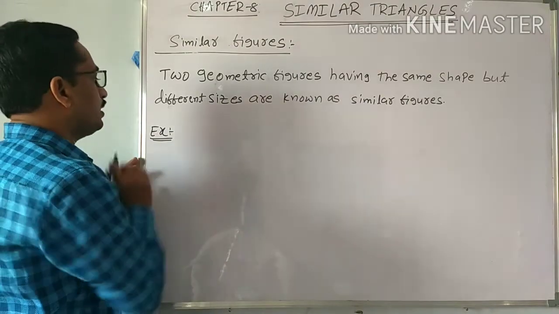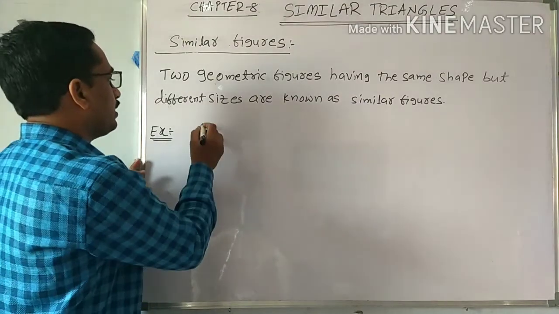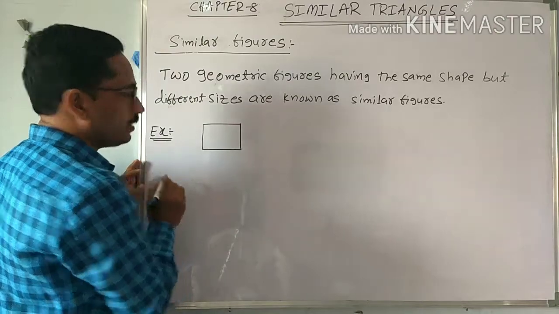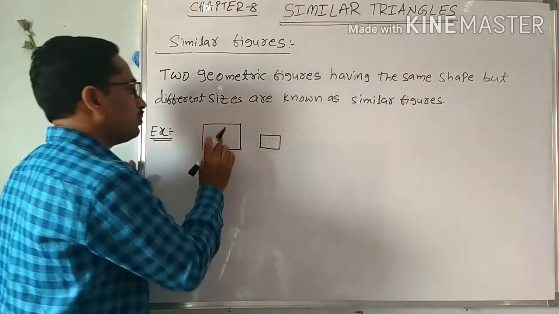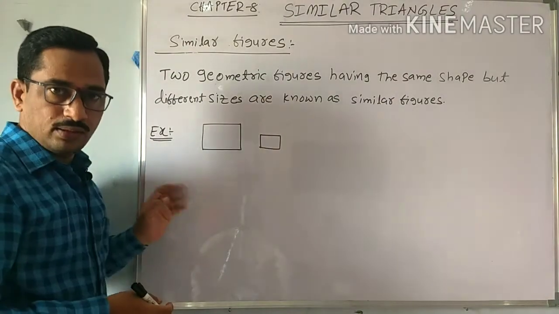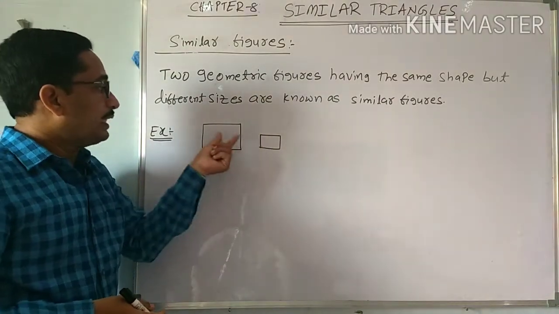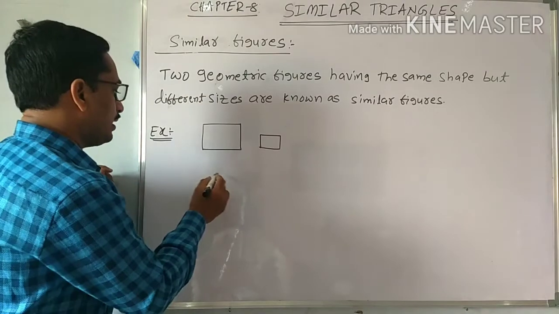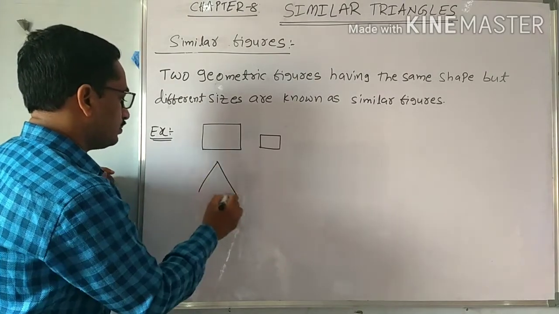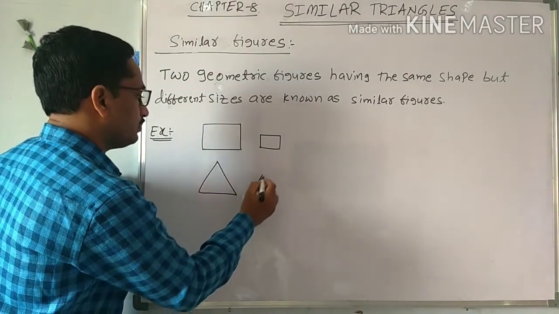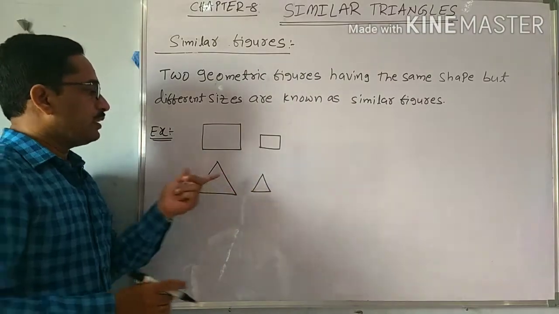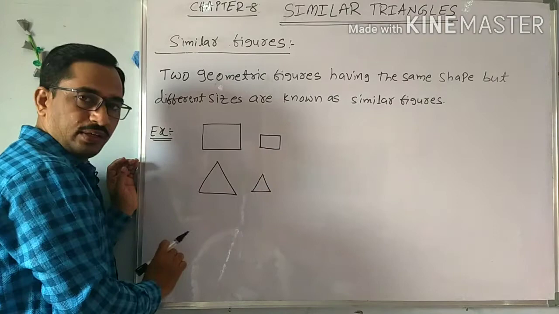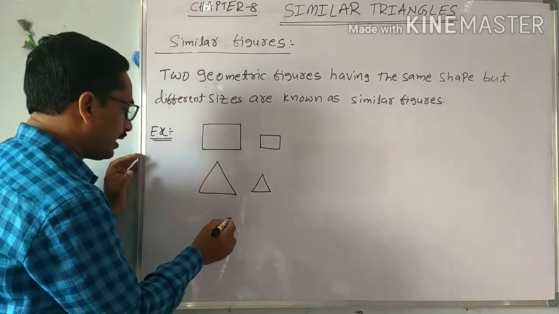See, if you observe the examples, here I am taking a square. This is a square and observe this is the second square. Both are squares, the shape is the same, but sizes are different. Similarly, observe the triangles. The triangles' appearance is the same, means the same shape, but the sizes are different, the big and the small. And similarly, circle.